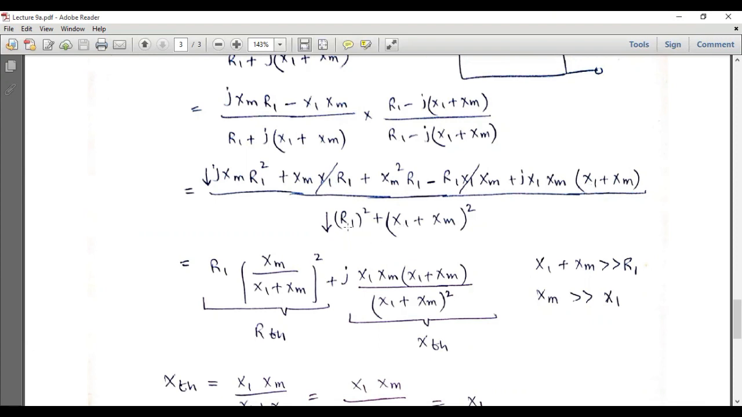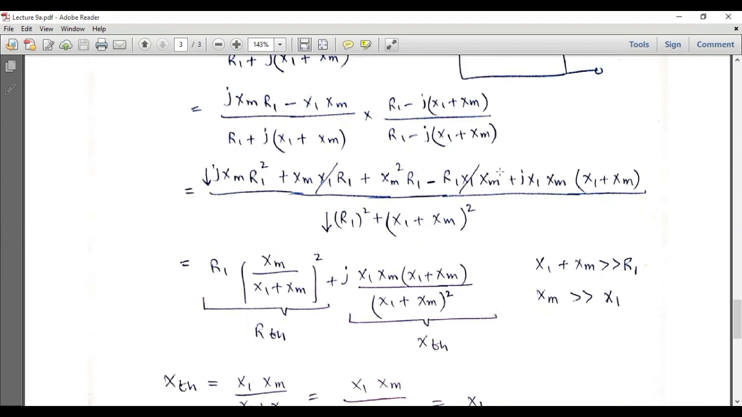Now this R1 is very much smaller than X1 plus Xm. This is the first assumption, and secondly this Xm is very much greater than this X1. By assuming these conditions, we can simplify our expression for the Z Thevenin here. Since R1 is very much smaller, this R1 square will be further minimized and this term is ignored, and it is represented by this downward arrow. Similarly, this R1 is very much smaller than X1 plus Xm, so this term will also be ignored.